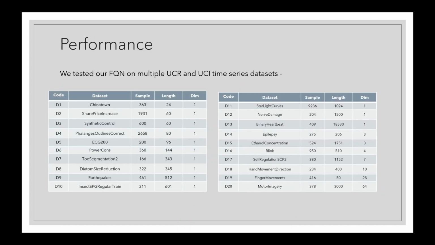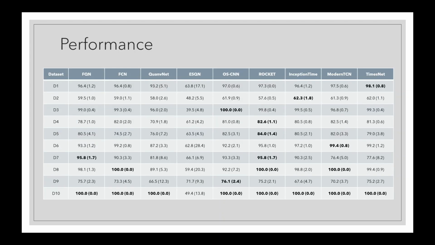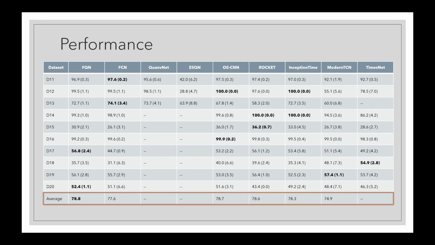To test the model, we benchmarked it on 20 datasets from the UCR and UCI time series repositories. After compiling the results, we found FQN to actually outperform its exact classical counterpart, FCN, owing to its self-regulation property. For completeness of the comparative analysis, we also included the two existing 1D convolutional models and some state-of-the-art TCNs during the test. On average, we found FQN to surpass all other models by some margin in terms of classification accuracy.